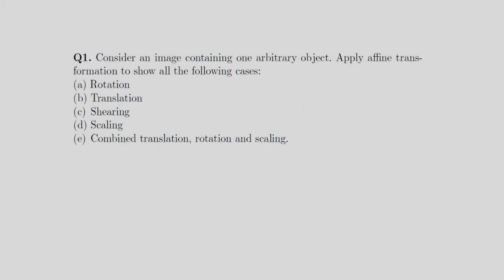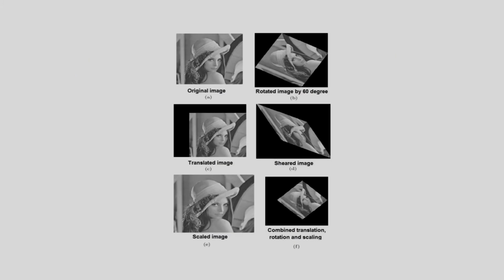The first programming assignment is: consider an image containing one arbitrary object and apply affine transformation to show all the following cases. First we have to show the rotation, after this translation, shearing, scaling, and also the combined translation, rotation and scaling. This concept of the affine transformation I have already explained in my class. Your output will be something like this.